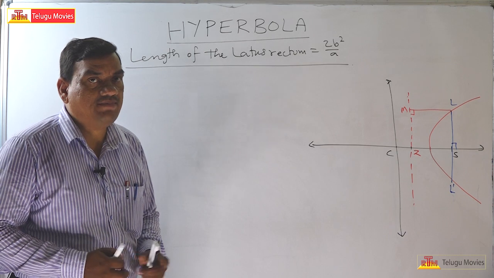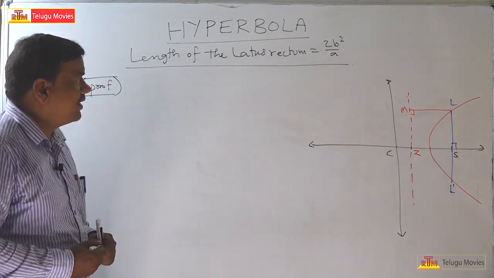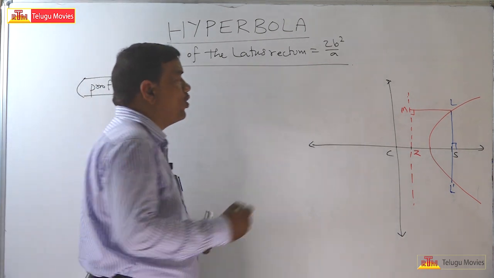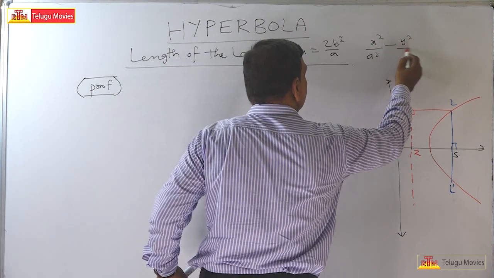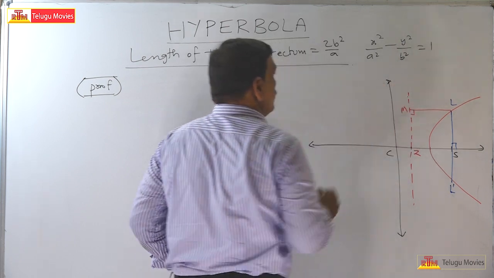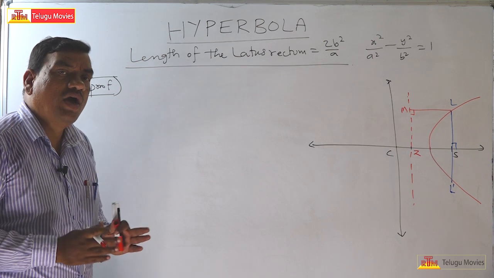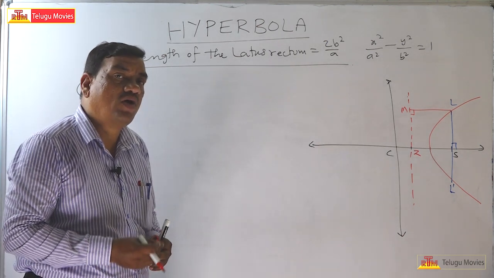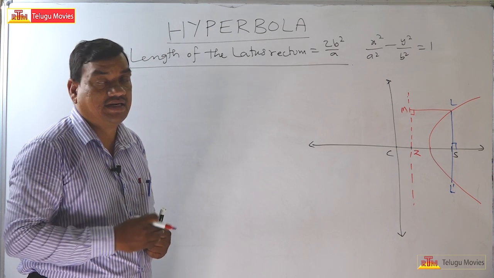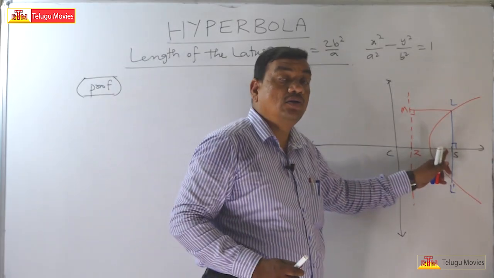Welcome to this concept. The concept is here. The length of the latus rectum of a hyperbola x square by a square minus y square by b square is equal to 1 is 2b square by a. Now, we are going to see the proof. Before seeing the proof, let me explain what a latus rectum is.